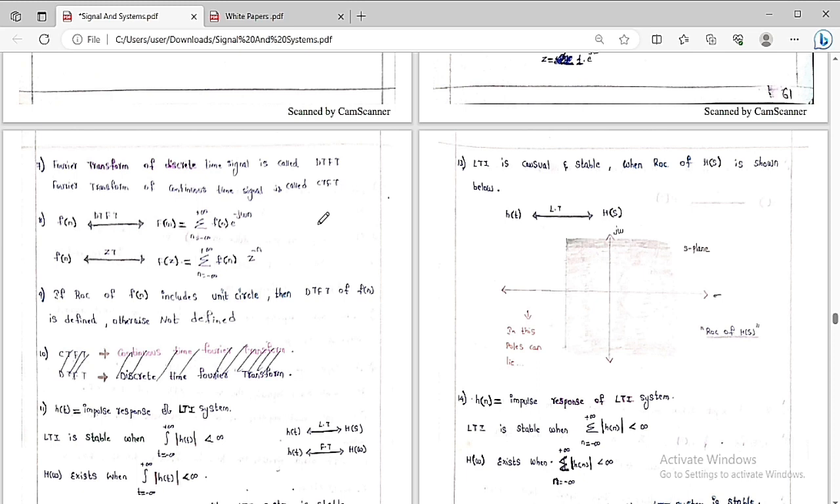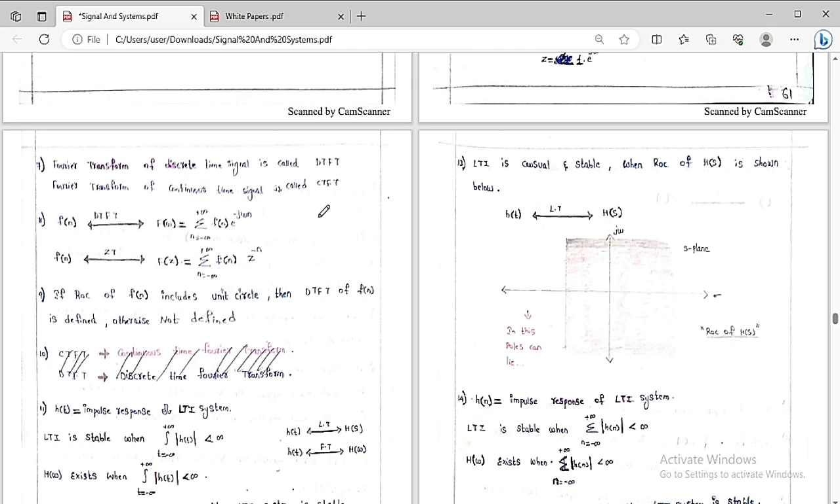So this I am not going to explain, but it may clear this point: whenever you are taking the Fourier transform of a discrete time signal, that is called the discrete time Fourier transform. Similarly, the Fourier transform of a continuous time signal is called the continuous time Fourier transform. So finally I can say, the Fourier transform of a continuous time signal is the continuous time Fourier transform, whereas the Fourier transform of a discrete time signal is the discrete time Fourier transform, which is DTFT.